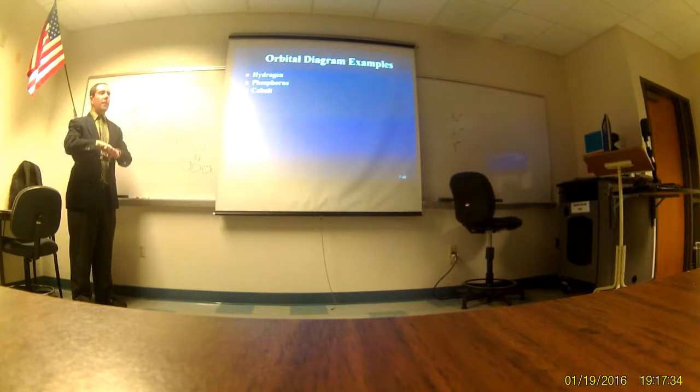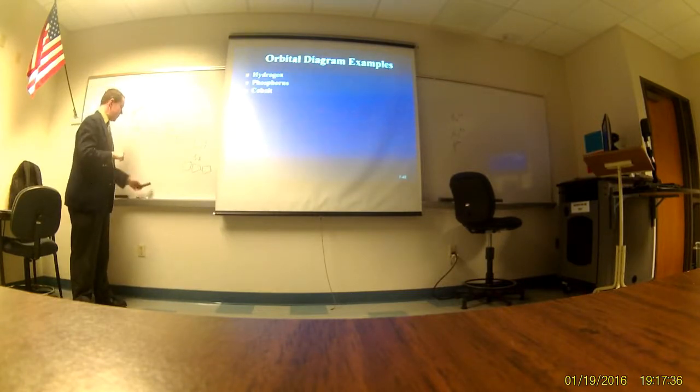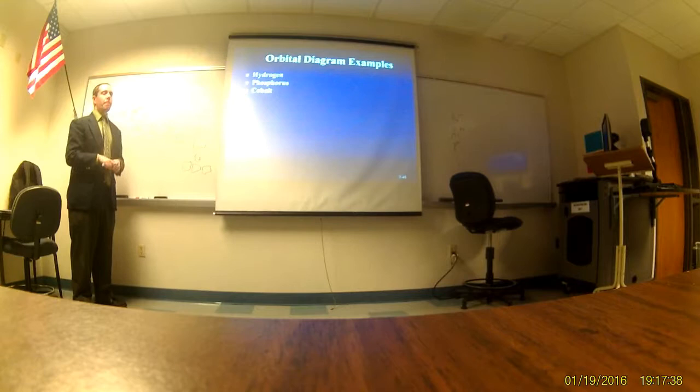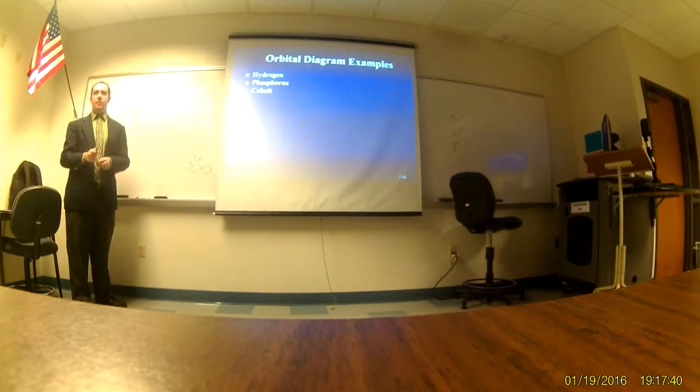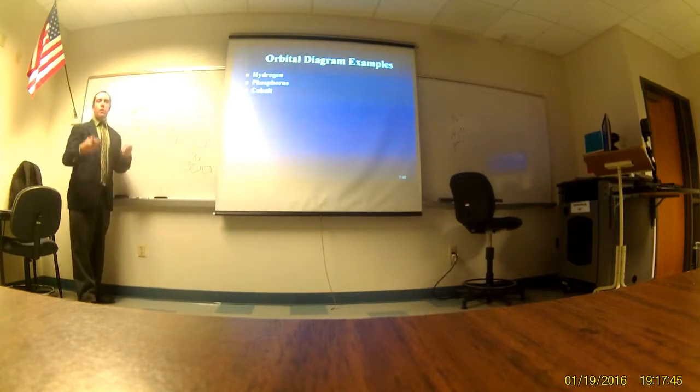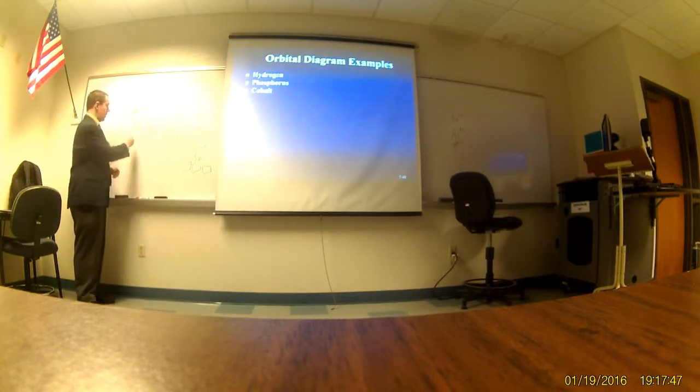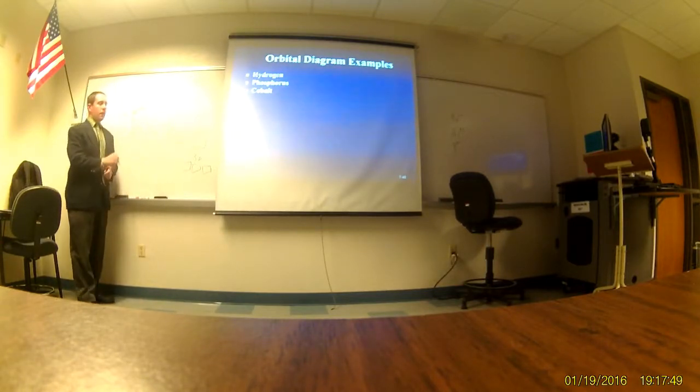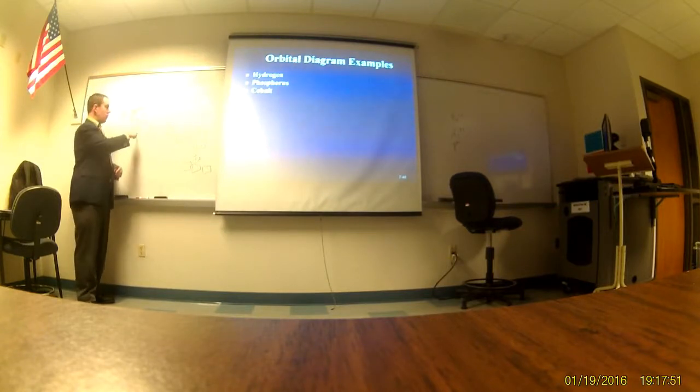And so how many electrons does a phosphorus atom have? 15. There's 15 of them. So we are going to start here and work our way up until we put 15 arrows in. First one's going to go here. We can't move to the 2s until 1s is filled.